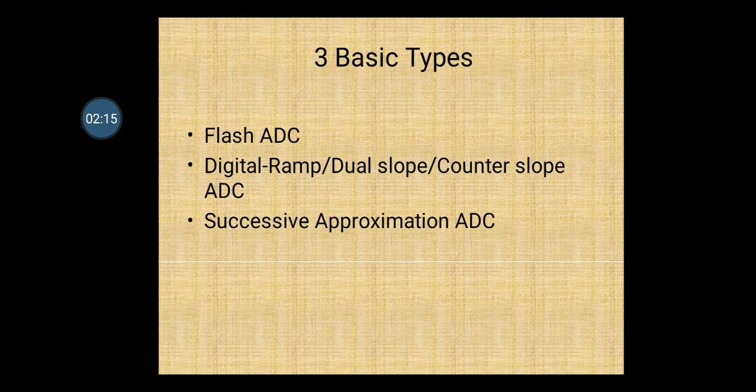There are different types of analog to digital converters. One is the flash ADC, the second is the digital ramp ADC, also called dual slope ADC or counter slope ADC, and the third is the successive approximation analog to digital converter. Of these, the dual slope ADC and the successive approximation ADC are covered in this video. The flash type ADC is not covered in this video.